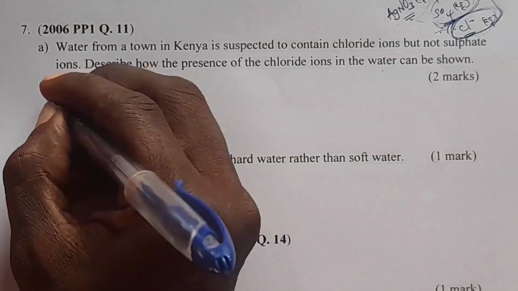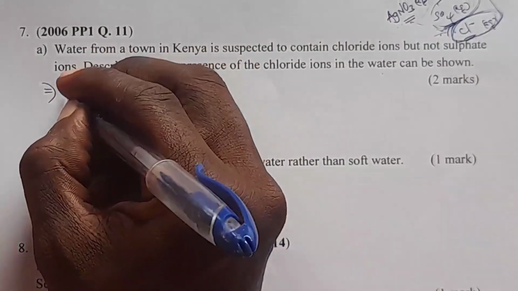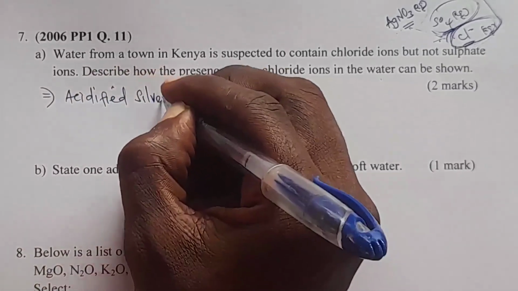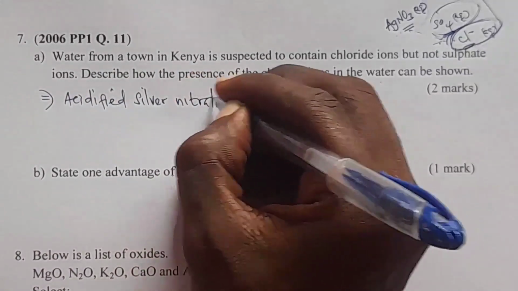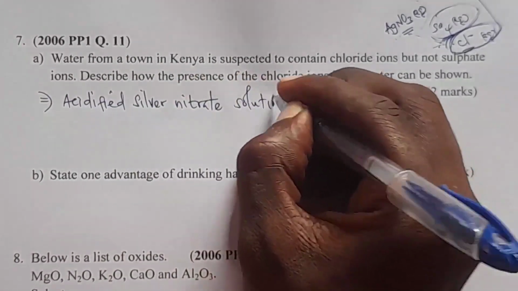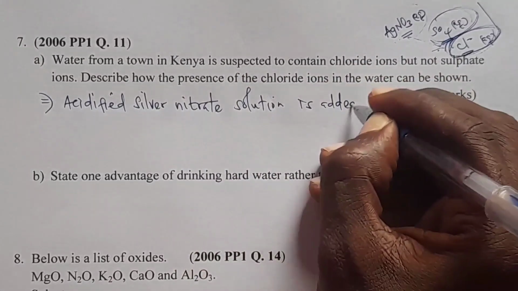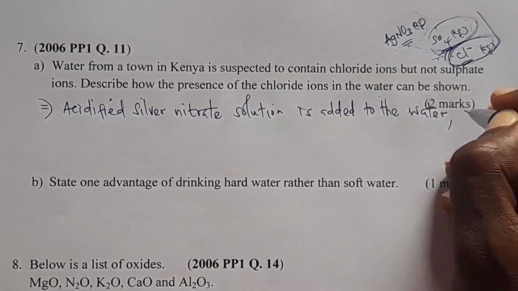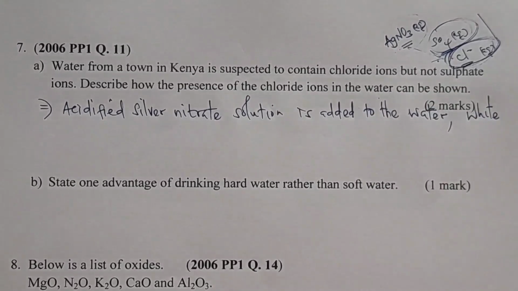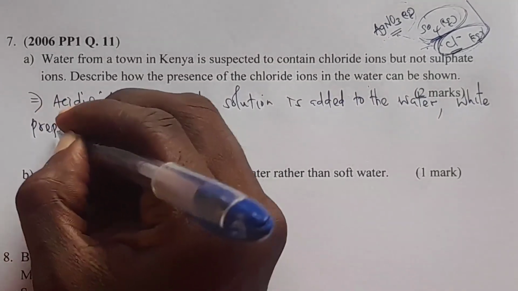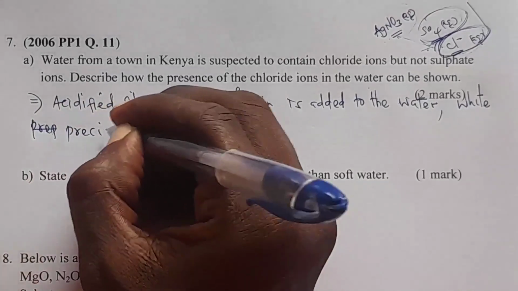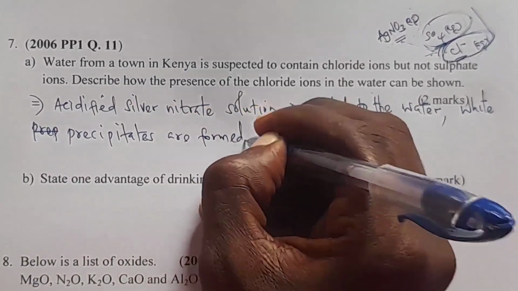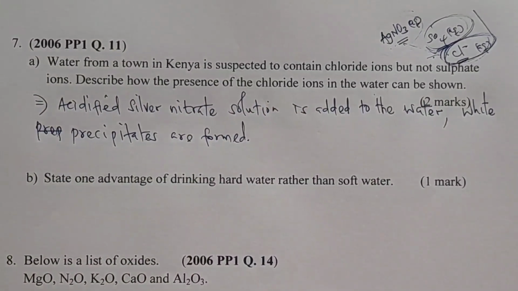So we are going to say: when acidified silver nitrate solution is added to the suspected water, white precipitates are formed, confirming that the water contains chloride ions.